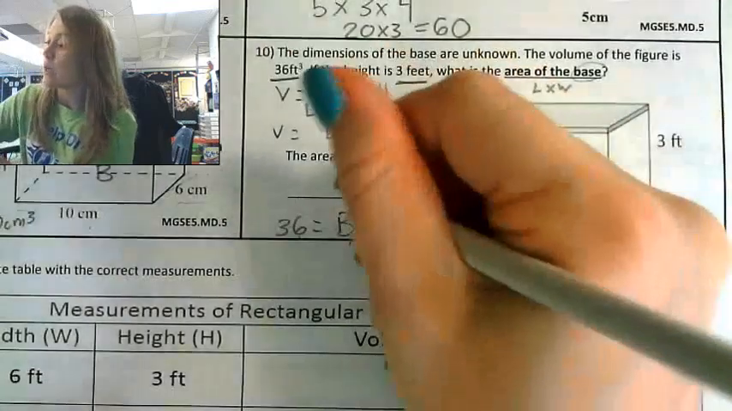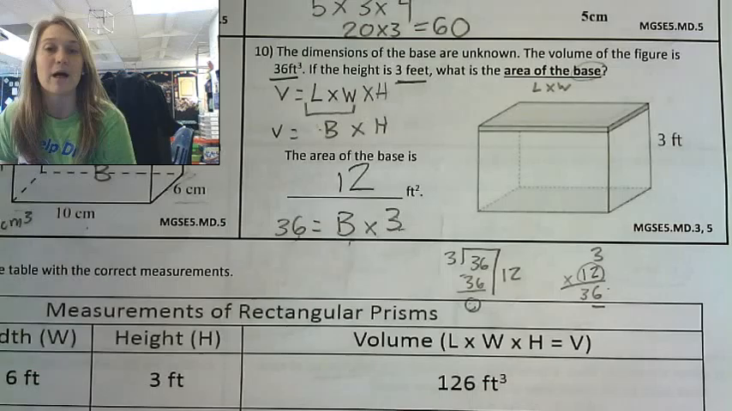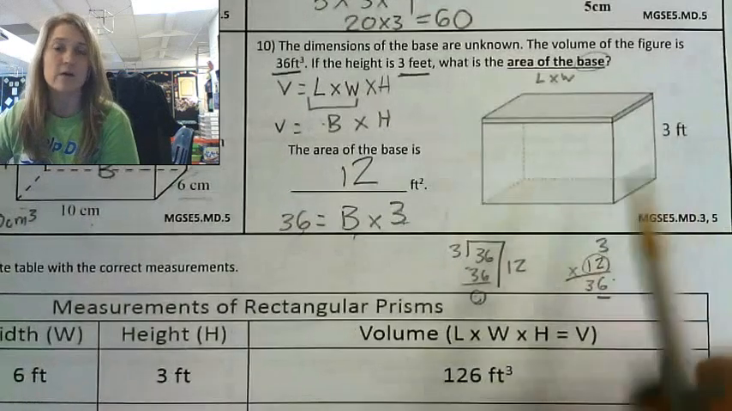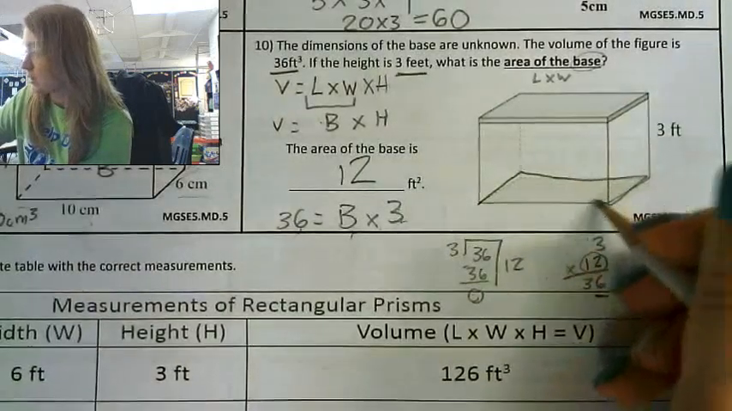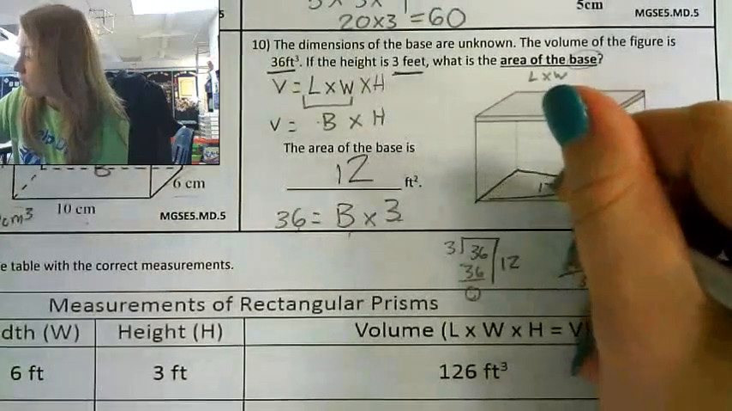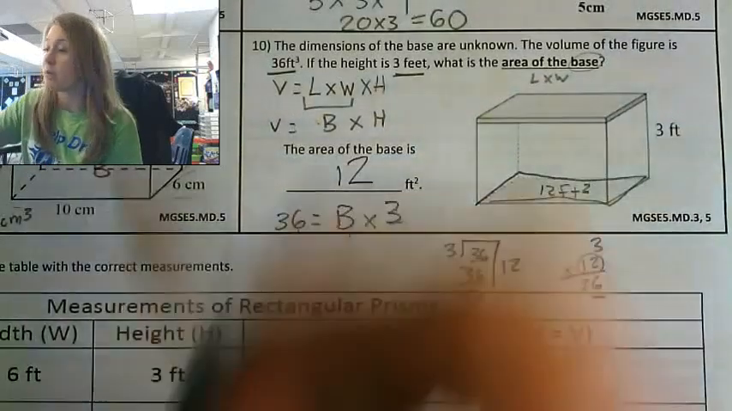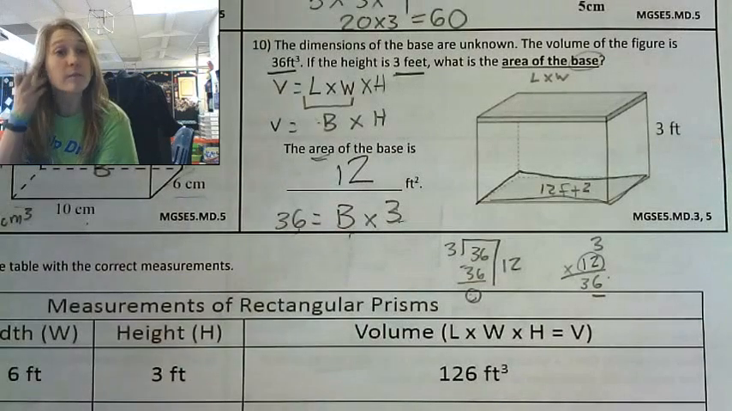Whatever way you do it, we come to the same conclusion, which is that the area of the base is 12. It doesn't ask you for length and width, so you don't have to figure that out. You just have to know that this piece here is 12 feet squared. And it's squared because it's talking about the area. Okay? All right, we're almost done with this page.